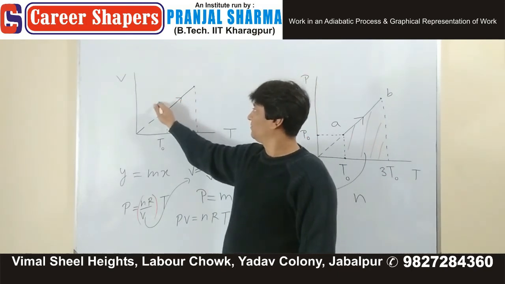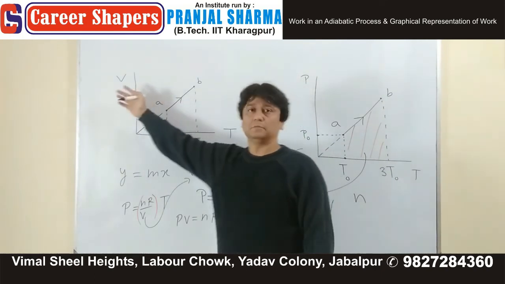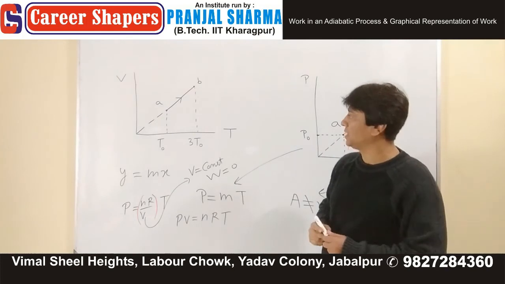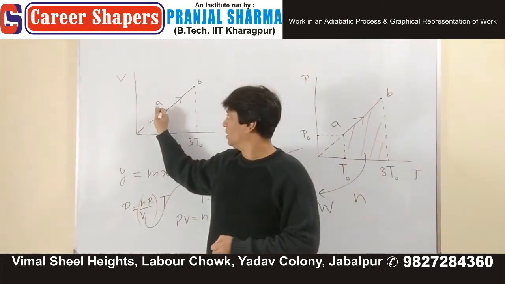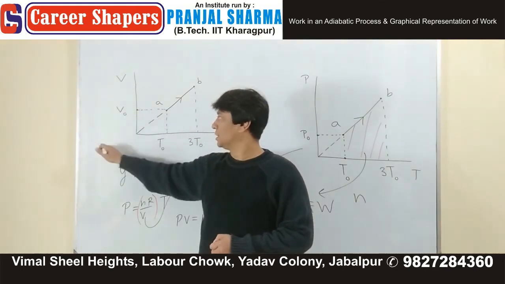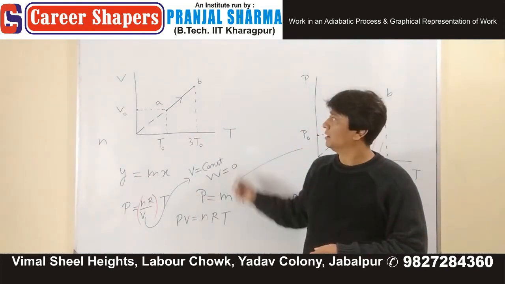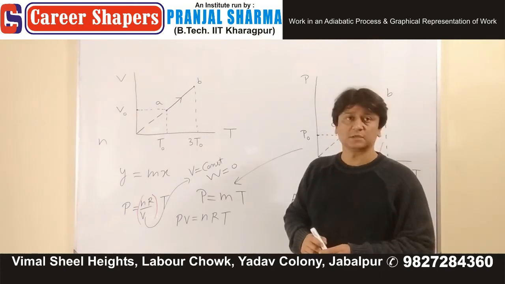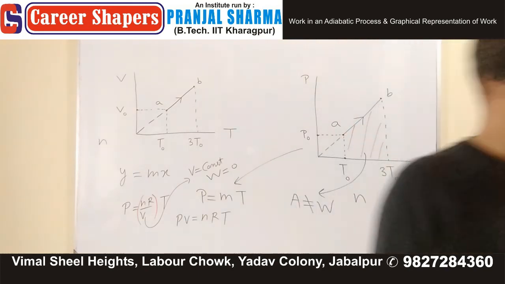This is a graph between volume and temperature running from A to B. Temperature is changing from T0 to 3 T0. Volume at A is V0. Take the number of moles as N. Find out the work done by the system. It should not take more than 30 seconds now.